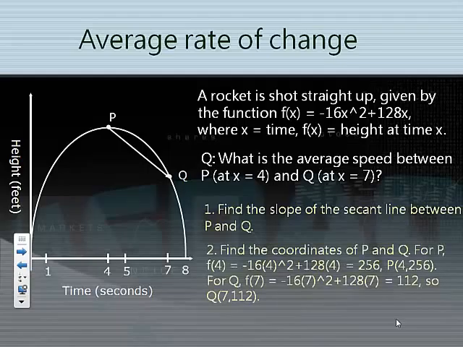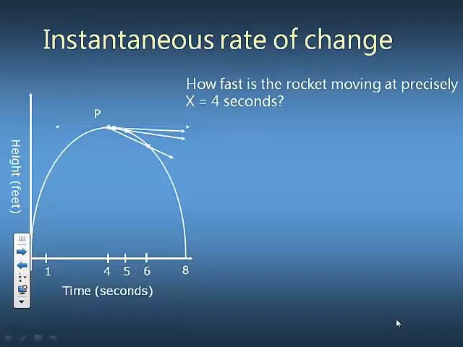I'm going to plug 4 seconds into the equation, and you can see that I did that down at the bottom, and I got, for 4 seconds, a height of 256. For 7 seconds, I got a height of 112. So to know what the average speed was, I would find the slope of that line. I would do 112 minus 256, and then divided by 7 minus 4, and I would get that the average speed of this rocket was negative 48 feet per second over that time interval.